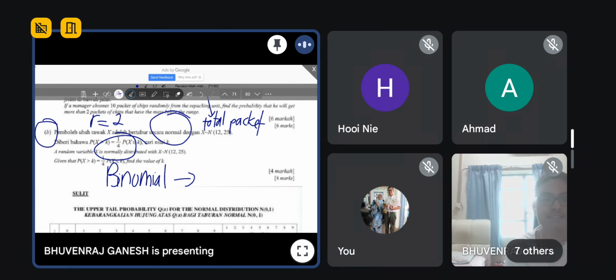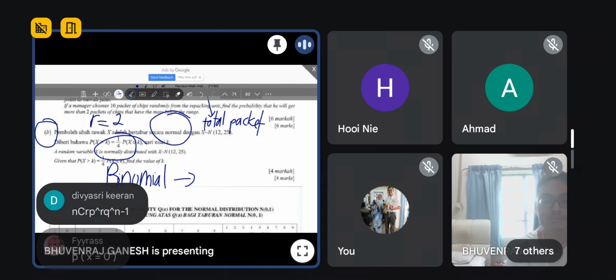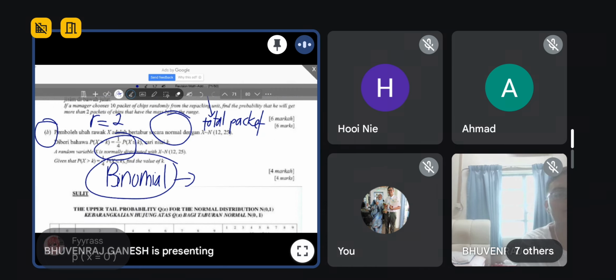Come on guys, answer. Yang lain juga. Not only the same person always answers. Yang lain pun kena jawab. Other people also try. Not yet, saya nak formula binomial dulu. Saya nak rumus untuk taburan binomial.